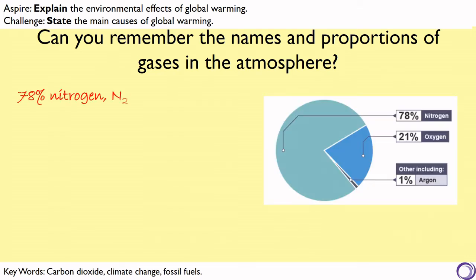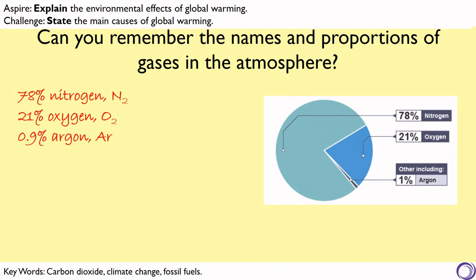The main gas in the atmosphere is nitrogen, which is approximately 80% of our atmosphere. More specifically, it's 78% of the atmosphere. The next gas, which makes up the next biggest proportion of the atmosphere, is oxygen, which is around 20 or 21% of our atmosphere. And 0.9% of our atmosphere is argon.